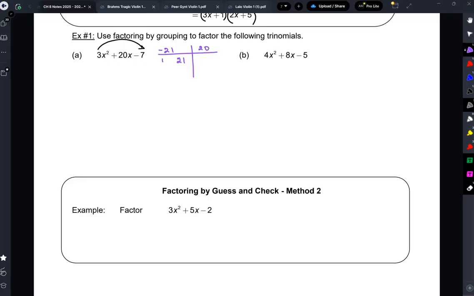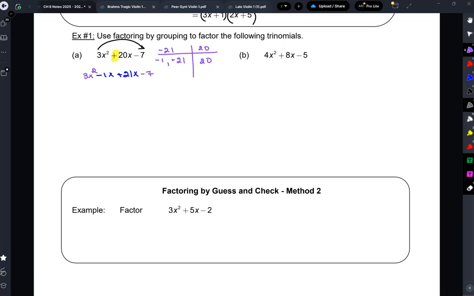Okay, so they have to multiply to negative 21. How do I know which one of these to make negative? Well, you look at this. Whatever the sign is of that one, the big number has to have that same sign. So it's positive 21, negative 1. That adds to 20. So now I have 3x squared minus 1x plus 21x minus 7. You see how that worked?